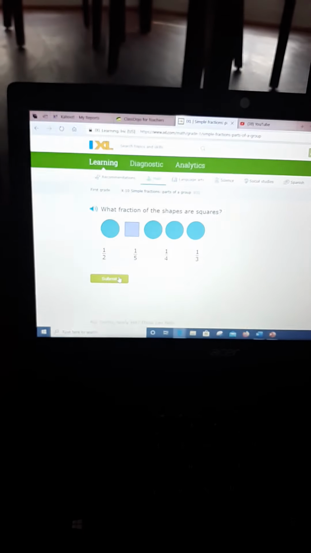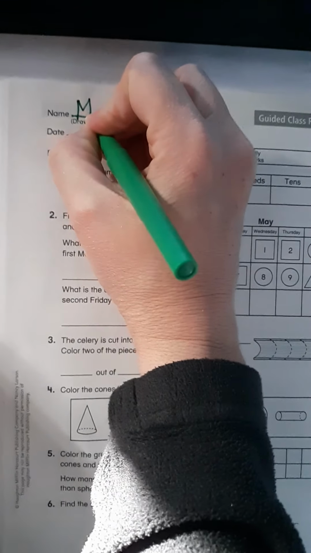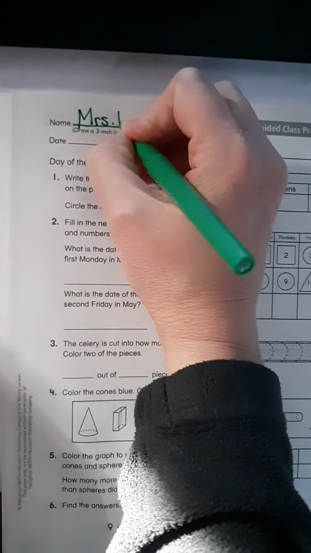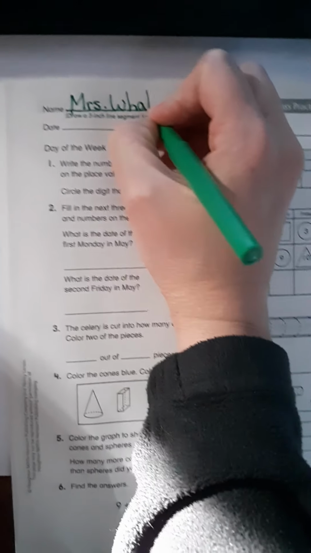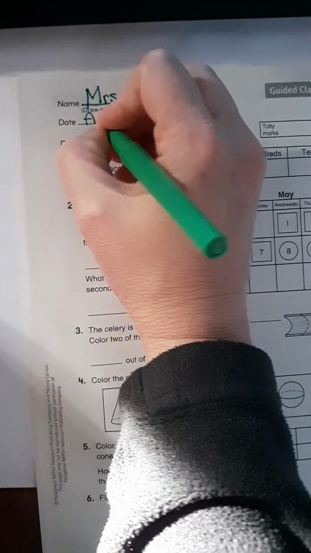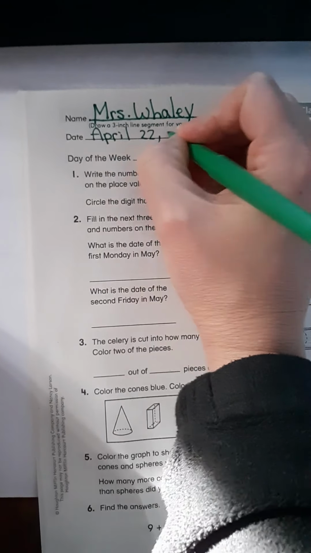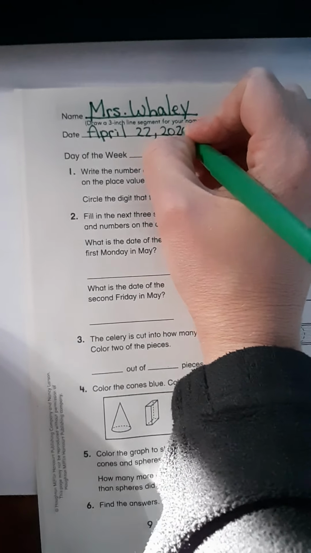But also, we have our sheet for the day, and I'm going to do the front with you as usual. Okay, so I went ahead and did my 3-inch line segment, because I can't hold my phone and measure at the same time. But go ahead and put your name on the paper. And today is April the 22nd of 2020. So we're riding right along. And yesterday was Tuesday, so today is Wednesday.